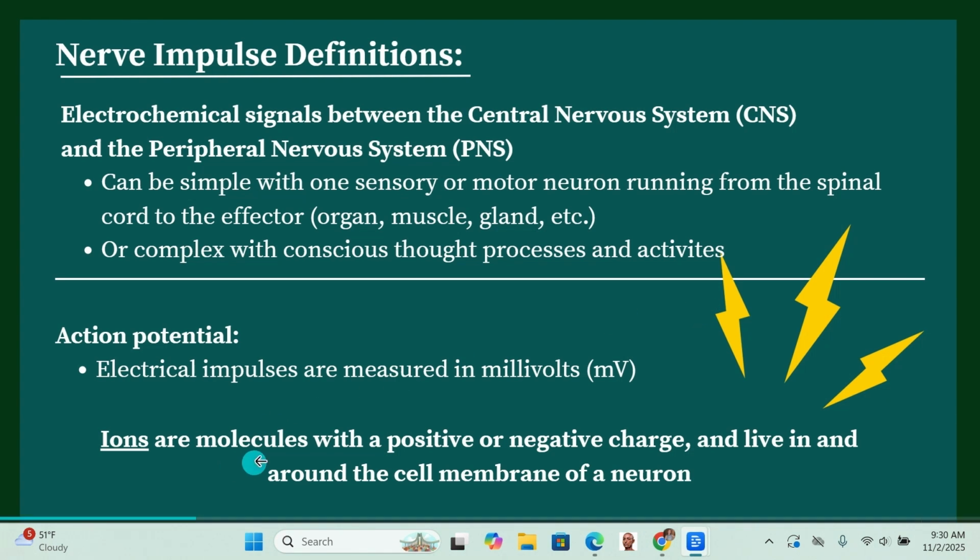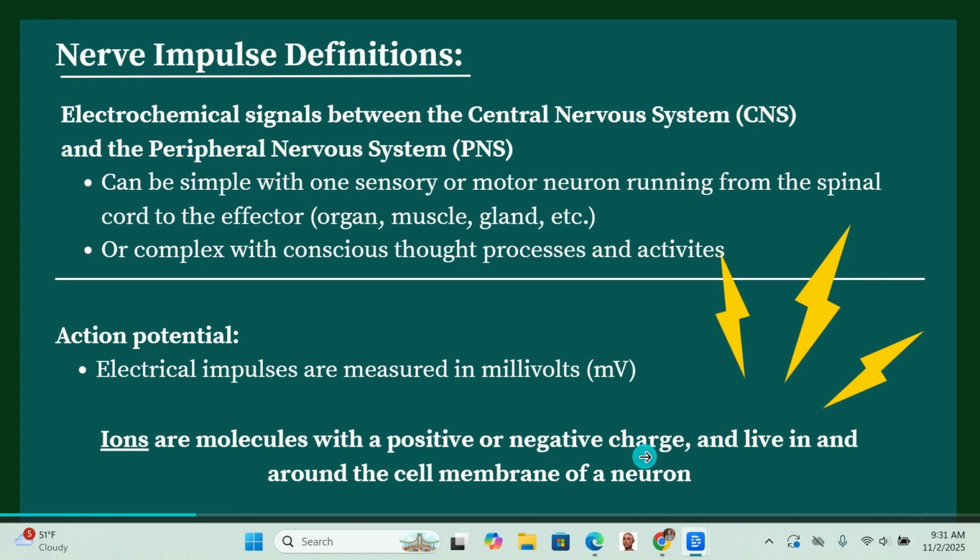Ions are the molecules that make that happen. They have a positive or negative charge depending on how many electrons they're missing, right? If they're missing electrons, then they have a positive charge. If they have too many electrons, they have a negative charge. And they live in and around the cell membrane of a neuron.